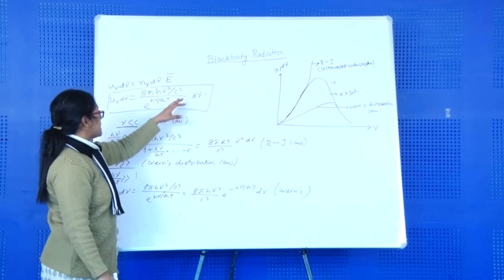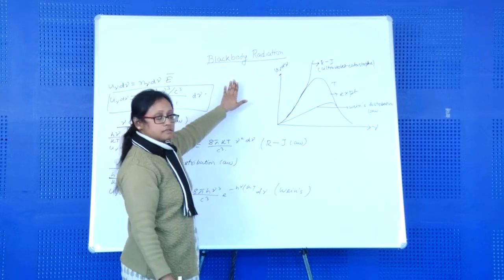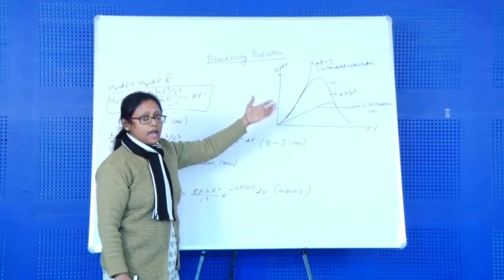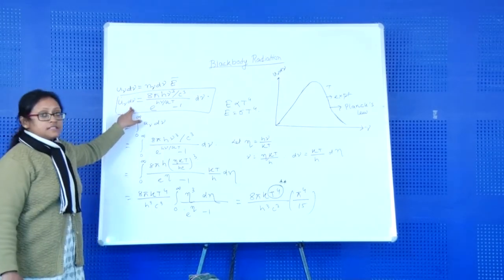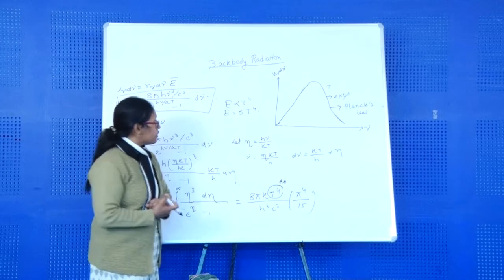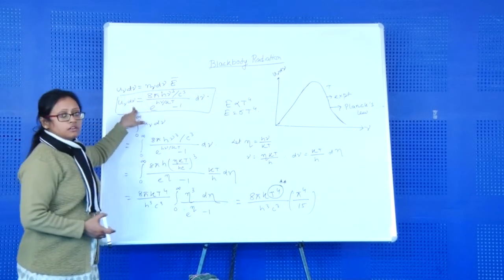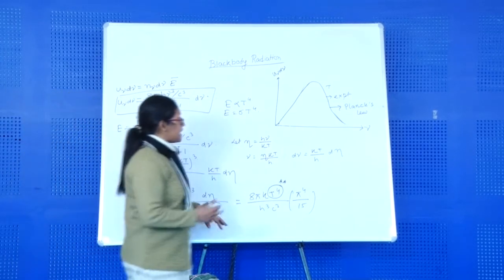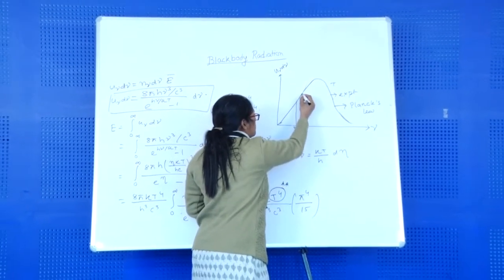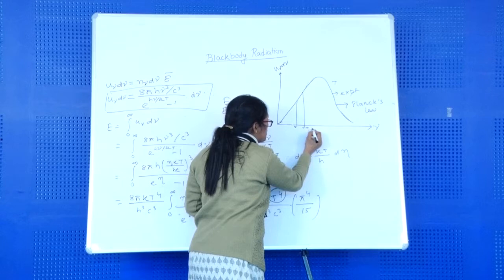Okay. Now we will explain with the help of Planck's radiation law how we get Wien's displacement law and Stefan's law. This is Planck's radiation law. Now we will derive Stefan's law from Planck's radiation law. What does Planck's radiation law say? It says the amount of energy emitted by the body within the frequency range nu to nu plus d nu.